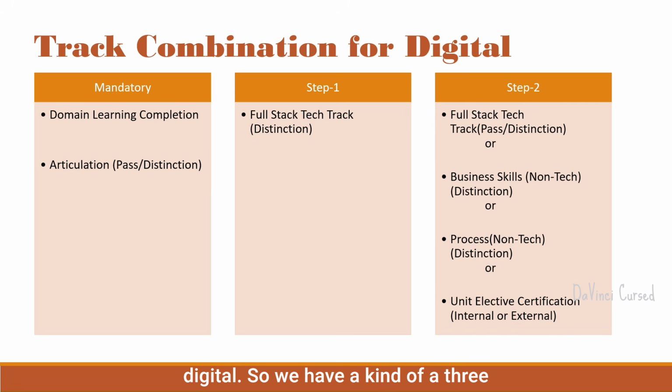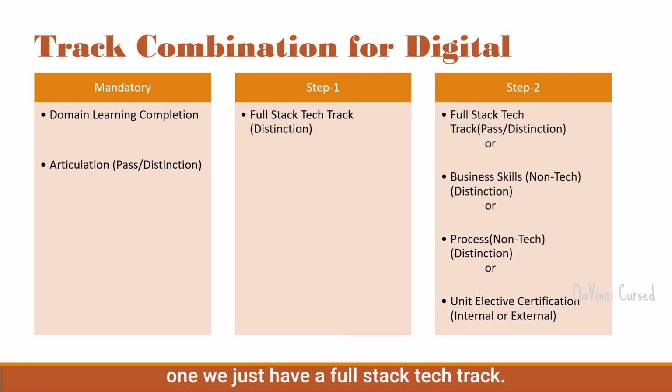So we have three steps. In the first one, there are the mandatory courses which you need to complete. The mandatory course comes with domain learning completion. You need to take up any domain learning which is available. In the last tab you can find some domain learning. You can go through any of the domains and complete them, a normal iEvolve assessment. And articulation, a pass or distinction, is mandatory to complete this cycle. That's also part of the combination. So for articulation, a pass or distinction is mandatory.